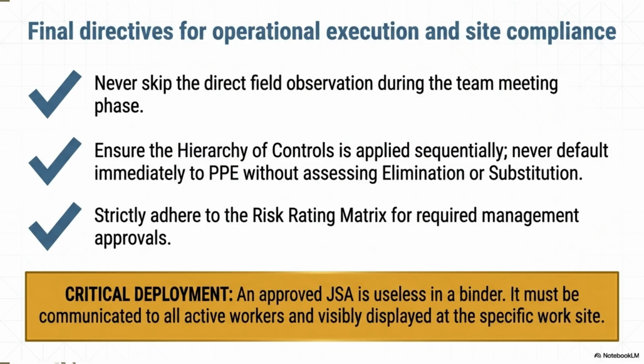To wrap up, remember these non-negotiable directives. First, never skip direct field observation during team meetings. Second, apply the hierarchy of controls sequentially. Never default immediately to PPE without attempting elimination or engineering fixes first. Third, strictly follow the risk matrix for required manager approvals. Most importantly, an approved JSA is useless sitting in a binder. It must be actively communicated to all working personnel and visibly displayed at the job site.